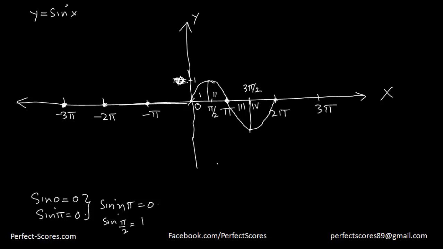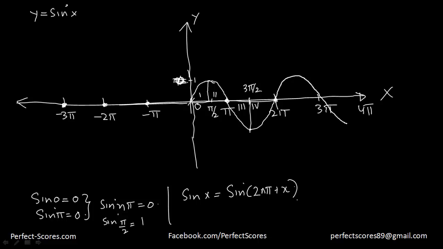Now in the previous videos, you must have learned that the value of sine of x is equal to the value of sine of 2n pi plus x. That means the function repeats itself after every value of 2 pi, which means from 0 all the way till 2 pi, the function is going to repeat itself. So from 2 pi till 4 pi, the function is going to be exactly the same. Similarly over here, the function is going to be exactly the same.